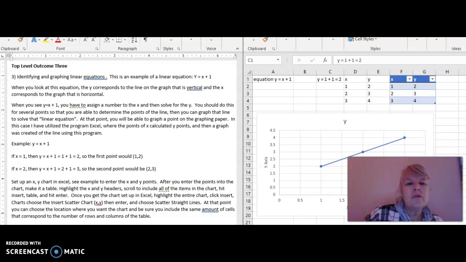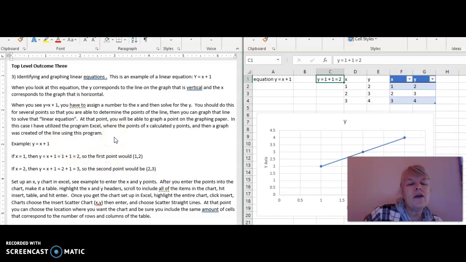This is an example of a linear equation, y equals x plus 1. When you look at this equation, the y corresponds to the line on the graph that is vertical, and the x corresponds to the line that is horizontal. You can see the axes here are marked.